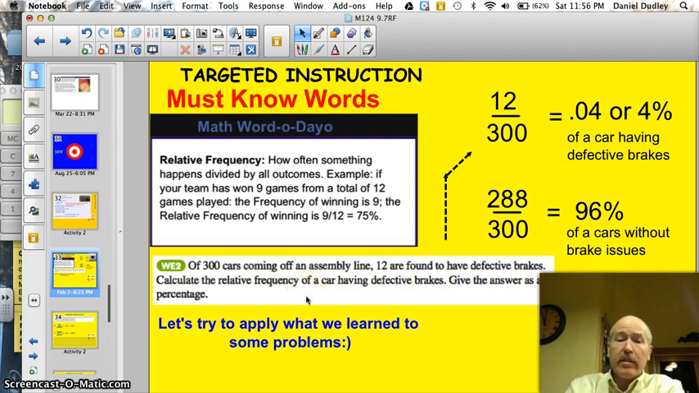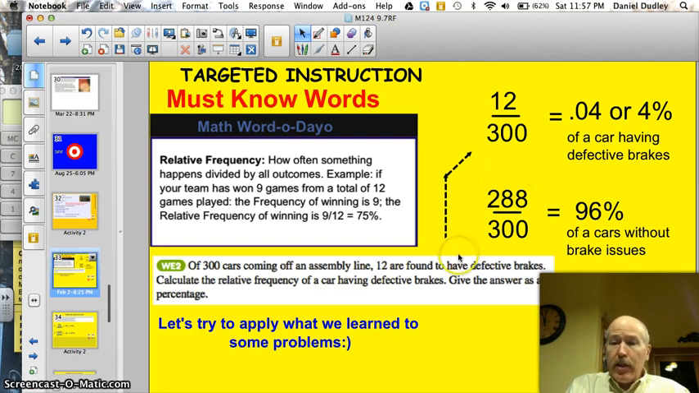Here's another quick example. 300 cars coming off an assembly line. 12 of them have brake problems. Let's set this problem up. Here's 12 with brake problems out of 300. What is the frequency? Calculate the relative frequency of one having brake problems. Give the answer as a percentage. So if I divide 12 divided by 300, I get 0.04. Or if I move the decimal 2 spots, 1, 2, I would have 4%.